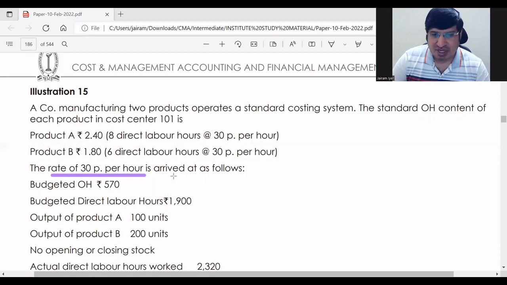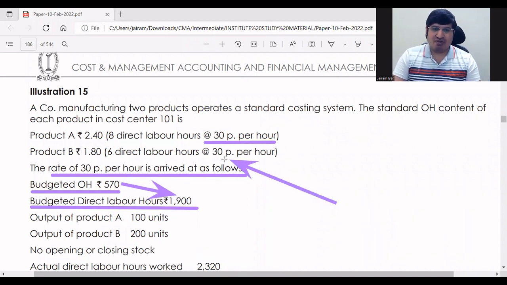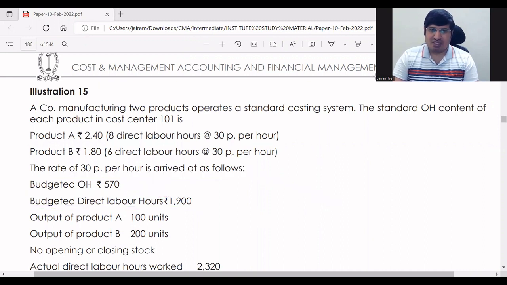The rate of 30 paise per hour is arrived at as follows. This 30 paise per hour standard rate is arrived at like this: budgeted overhead is 570, right? And budgeted direct labor hours are 1900. So if you do 570 upon 1900, you just divide the cost by the budgeted hours, you will get what? You will get 30 paise or 0.3. Okay. Chalo, and then after this, what have they given us?